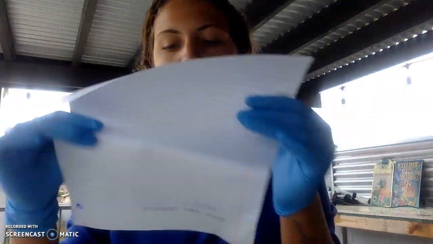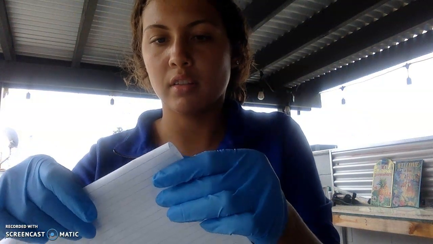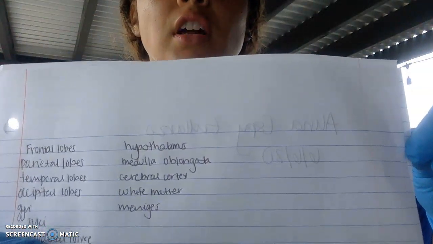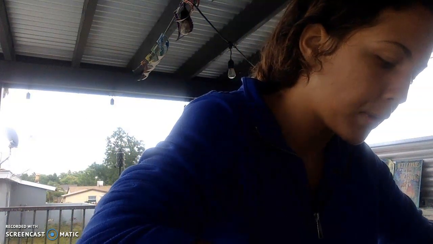I am going to show you my paper with the structures on it on this side. These are the structures. Okay, and I'm going to start by showing the lobes of the brain after my dissection.